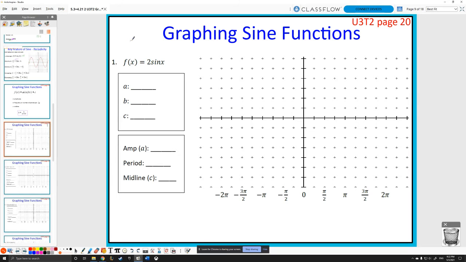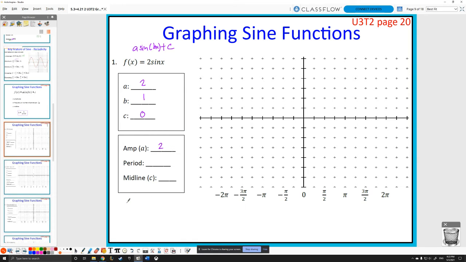So let's take a look at this example. Remember that my general form is a sine of bx plus c, meaning a is 2, b is 1, c is 0. If you quickly take a look at just this equation here, a and b can never be 0, right? Because if a is 0, then you don't have a trig function. If b is 0, then you don't have a variable. Your variable disappears, right? So they can't ever be 0, okay? My amplitude is 2, the same as my a value.